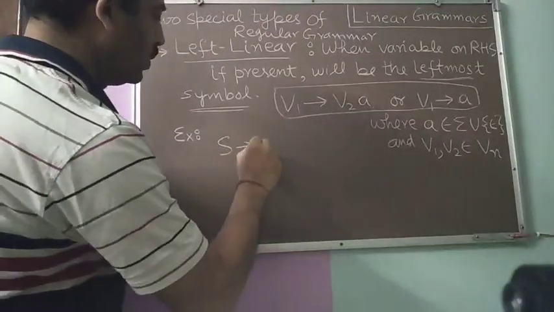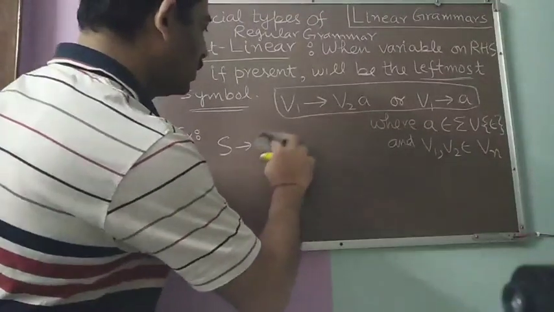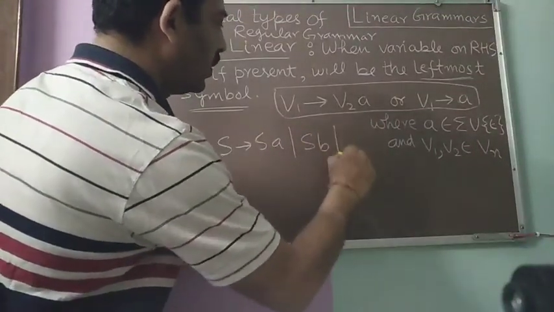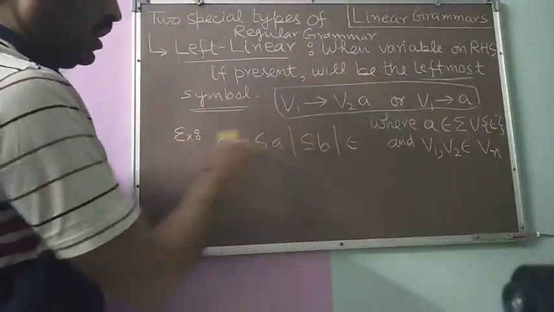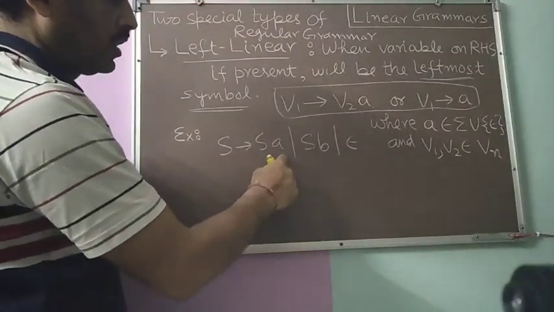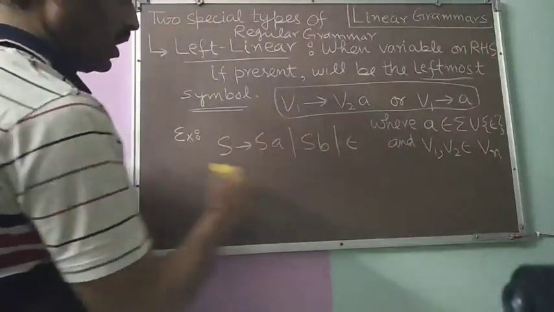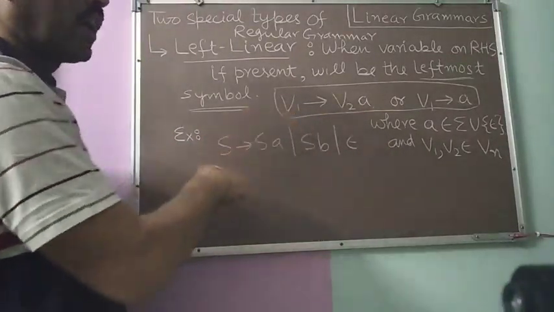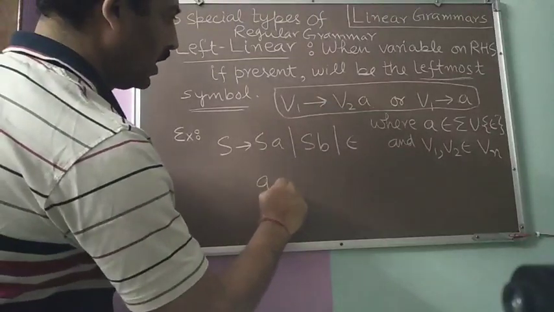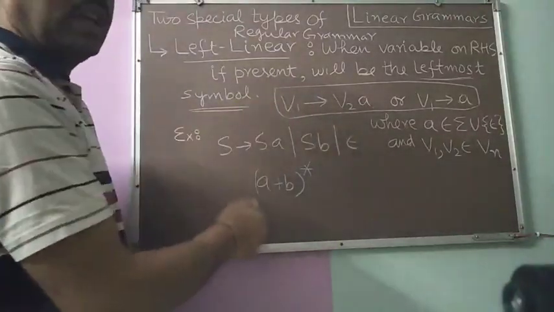Suppose S to Aa or Bb, A to Sa, or it is Sb or epsilon. It is a regular grammar, because all the productions are of the form variable to a variable and terminal, or a string of terminals or epsilon only. So it is a regular grammar. But it is not only a regular grammar, it is a left linear regular grammar, and the language represented by this grammar is (a+b)*. All words which are possible over a and b. So this is the left linear regular grammar.